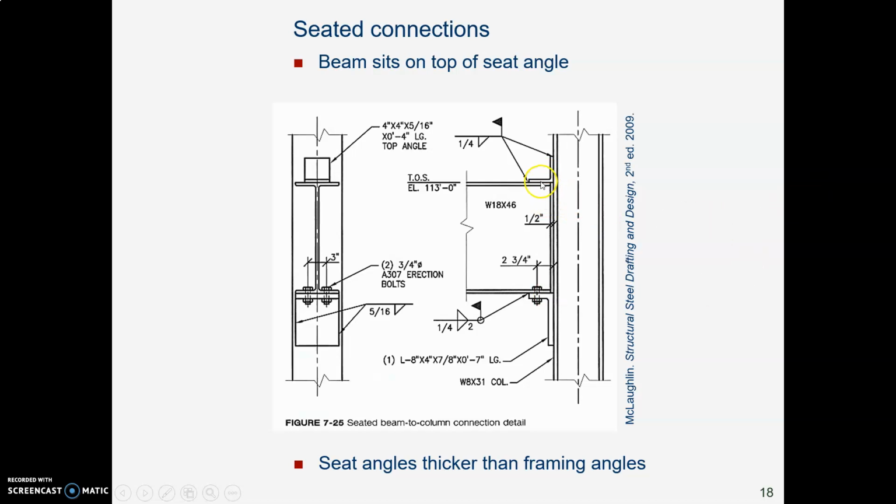And up at the top is a thinner angle. It doesn't really do much. I mean, it's not holding any weight. It just prevents moment. It prevents the beam from twisting and rotating, and so that could be bolted or welded.